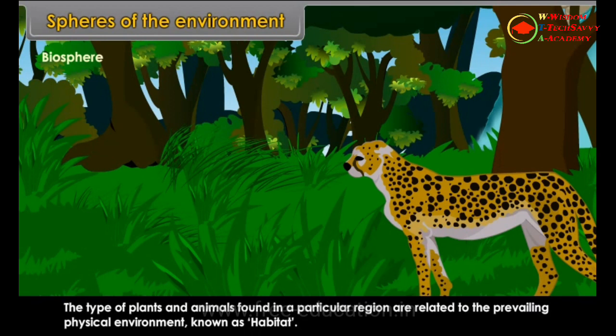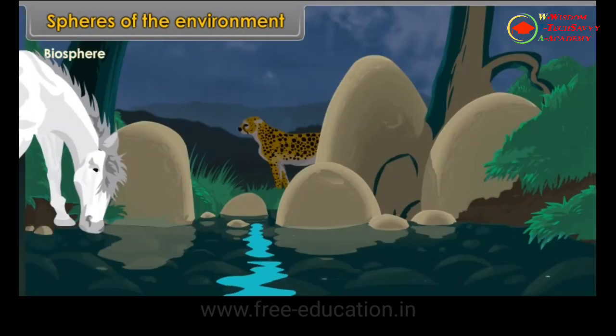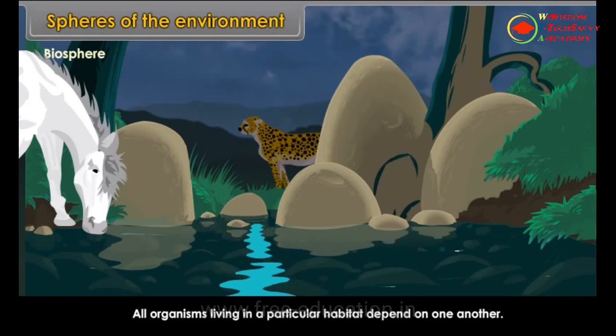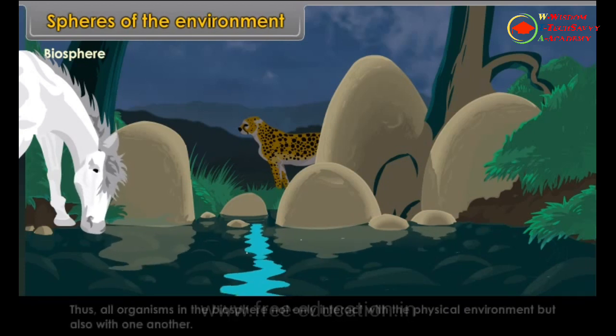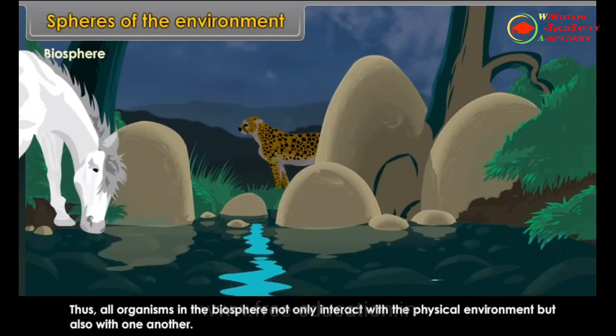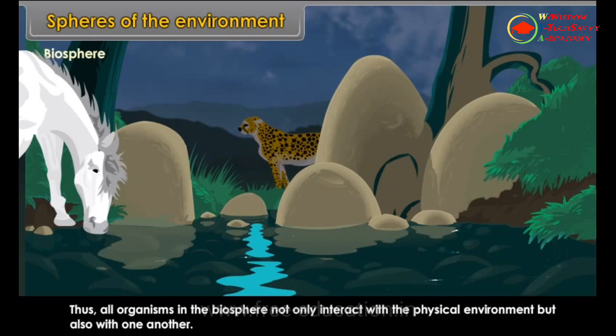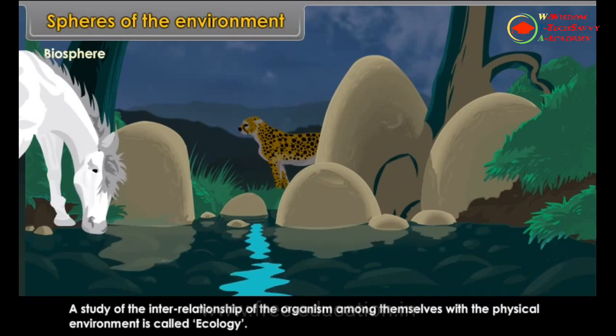environment known as habitat. All organisms living in a particular habitat depend on one another. Thus, all organisms in the biosphere not only interact with the physical environment but also with one another. A study of the interrelationship of the organisms among themselves with the physical environment is called ecology.